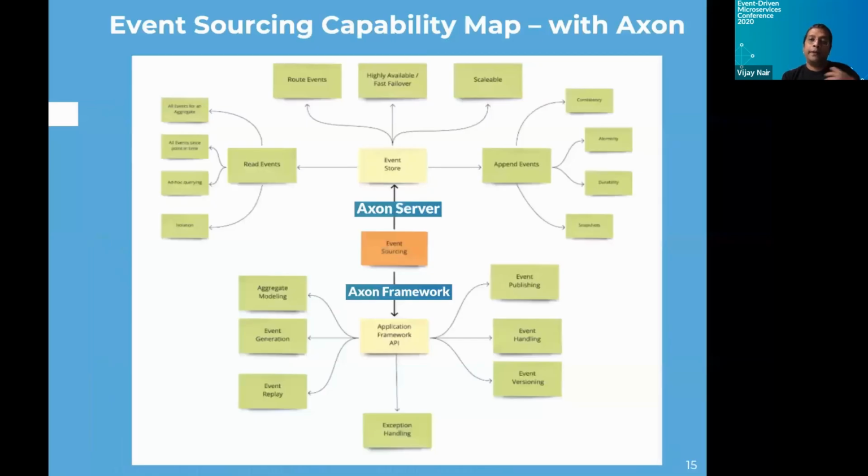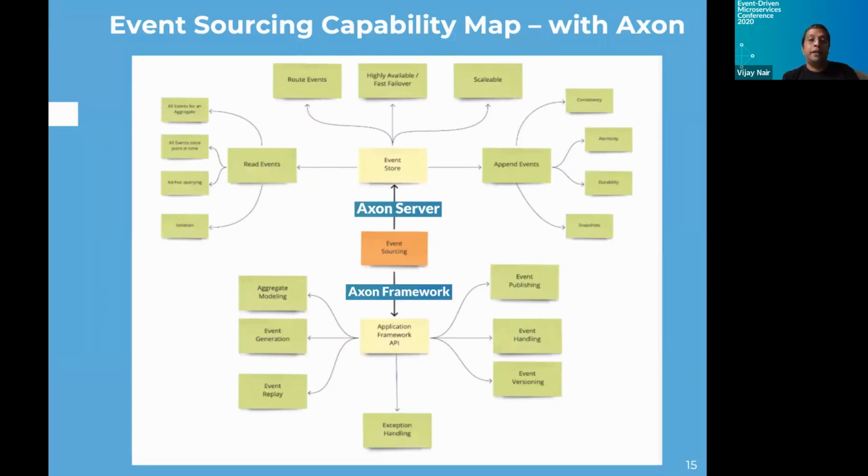Now, from an Axon perspective, Axon is purpose-built from the word go to help you roll out your own event sourcing infrastructure. It provides you two main things: the Axon Framework and the Axon Server. The server is an enterprise-grade event store, which ticks all the boxes that are required from an event sourcing operation perspective.